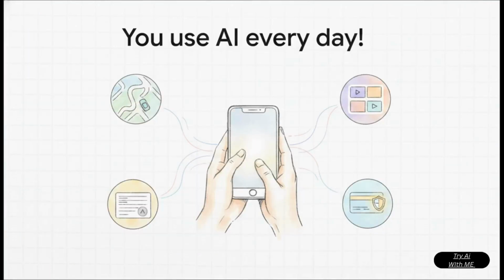And here's the crazy part, you are already using AI all day, every day. When Google Maps finds you that sneaky shortcut to avoid traffic, yep, that's AI. When YouTube somehow knows exactly what video you want to watch next, you guessed it, that's AI. It's basically this invisible software working in the background on your phone and computer, like right now.